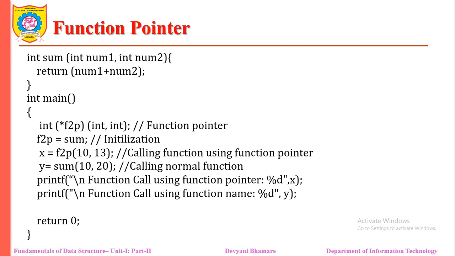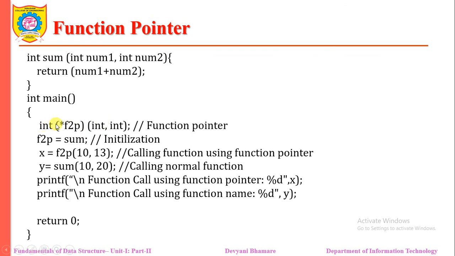This is another example where our sum function takes two values and returns the addition of these two values. So what we need to do? Instead of calling the function directly, we are going to call it by using a function pointer. For this reason, we need to declare a function pointer. I have given the name f2p, that is the function pointer name, a pointer to that function. Its return type is integer, because I expect the return type to be integer, and it takes two values.